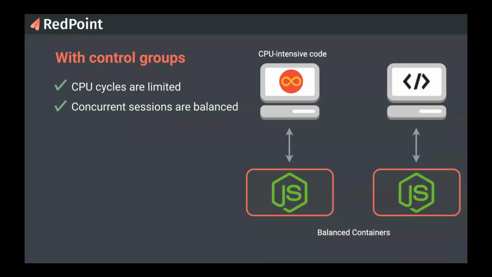And the solution here is to use Linux control groups, which are basically some settings that we can implement within Docker that limit the number of CPU cycles each container is allowed to access, by setting a limit that keeps each instance of the application performant. We can then balance these sessions so that no user has a bad experience when they're running their code.